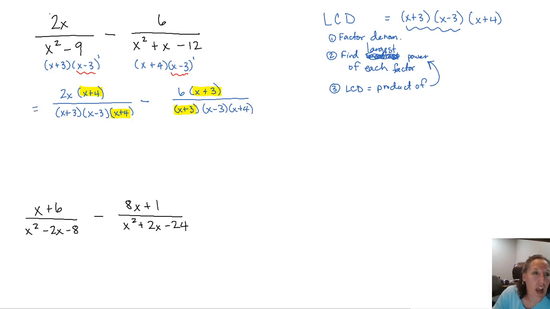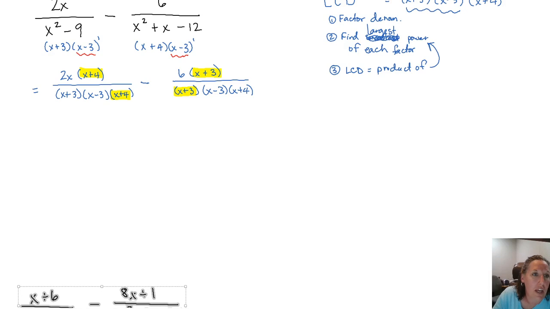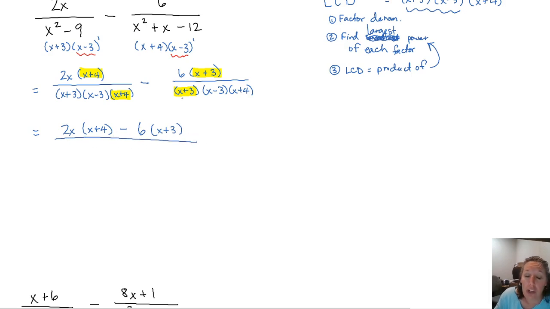When we add or subtract fractions, we always want to make sure that we keep that common denominator, and we're going to add or subtract on our numerator. So we're just going to push these two numerators together. We'll get 2x times that x plus 4 minus, since our second term here is just a 6, we're going to just leave it as a 6. We don't have to put parentheses there. We want to make sure and do that if we have a binomial or anything more than just one term. And then we're going to keep that common denominator, x plus 3, x minus 3, x plus 4.